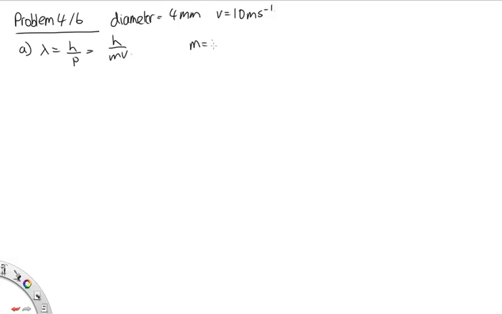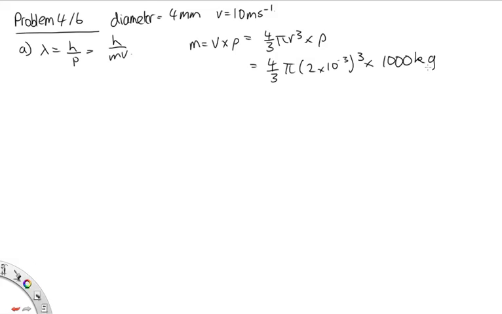So the mass is equal to the volume times the density, which is equal to 4/3 pi r cubed times the density of water. So just substituting in, we've got 4/3 pi, 2 times 10 to the minus 3 cubed, times 1,000 kilograms per meter cubed. And solving this, we get 3.35 times 10 to the minus 5 kilograms. So now we can substitute everything in here. h is 6.626 times 10 to the minus 34.